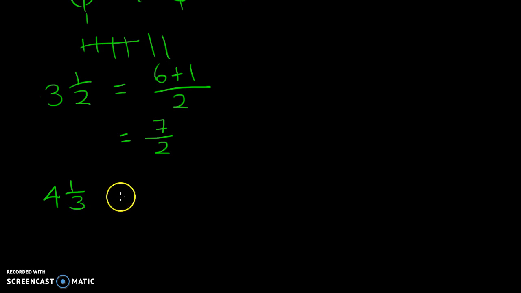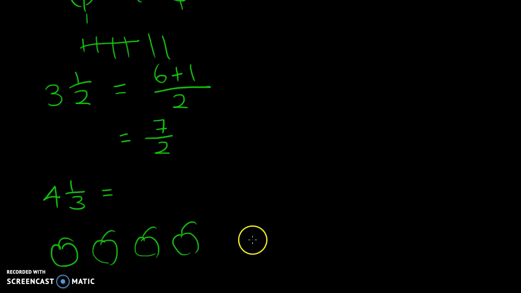One more example before we end off: let's say we have 4 and 1 out of 3. What do we have here? We have 4 apples, 2, 3, 4, and 1/3 of an apple. So I have an apple cut into thirds this way, this way. This is the one I care about. These 2 are thrown away. Let me highlight this. This one is thrown away, so I only have 1/3.